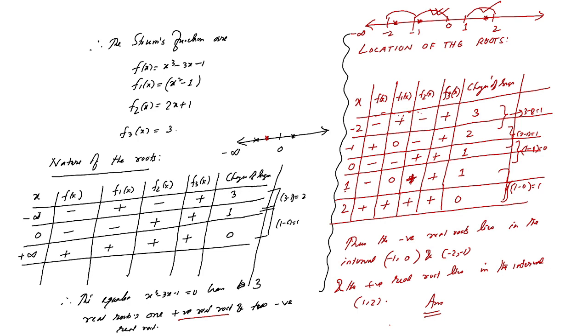And what do you exactly find out? You find out the exact number of real roots, and how many are positive and how many are negative. That means you can find out the nature of the real roots, as well as the location of the roots. That means where the roots exactly lie, in which interval on the real axis. That you must determine with the help of Sturm function and Sturm theorem.